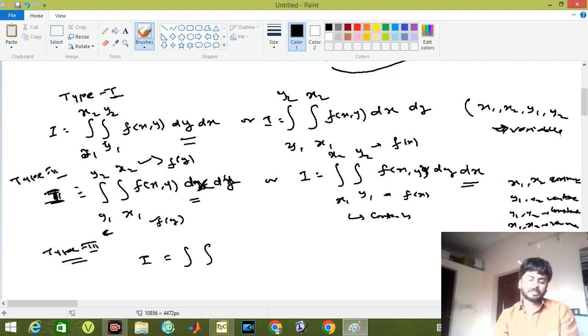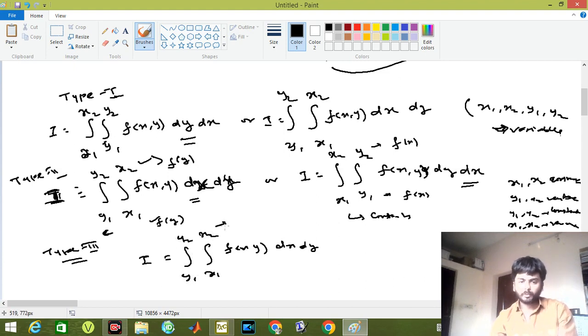In the third type you will have two constants. Both limits of x and y will be constants. So f of x comma y dx dy, here you will have x1 and x2, here you will have y1 and y2. Everything is constant. This is the third type.